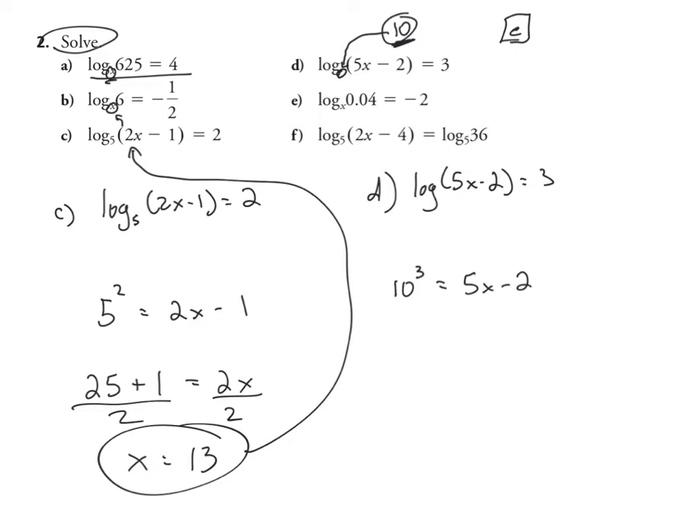10 to the 3 is 5x minus 2, so that's 1,000 plus 2 equals 5x. And so 1002 divided by 5 equals x. I'd say that is good enough. That's an improper fraction. That's in its lowest form. Okay, so let's go to part E.